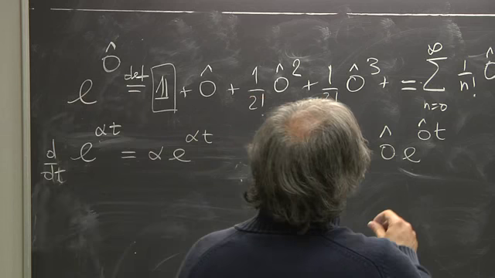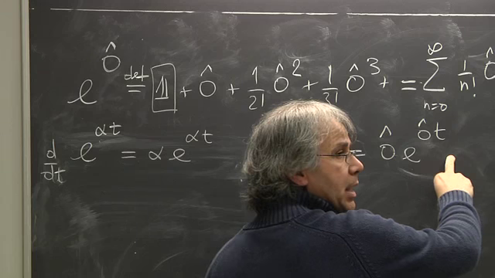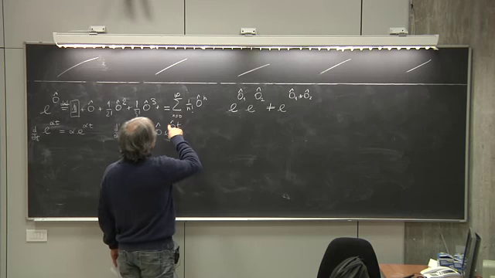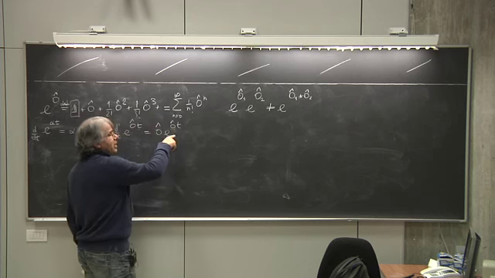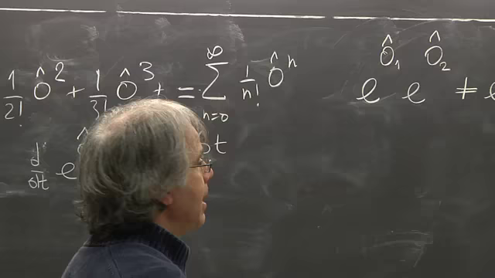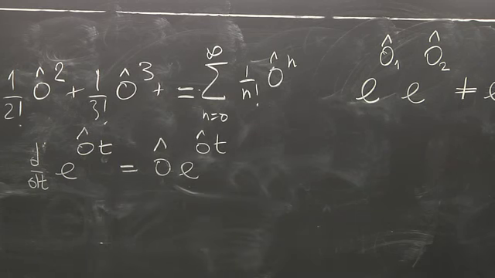By the way, it doesn't matter if I put the O in front or after, okay? Why? Because after all, this exponential of the operator O contains only O and powers of O. And let me introduce immediately one other useful concept.